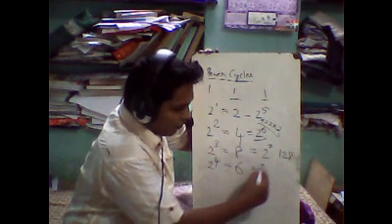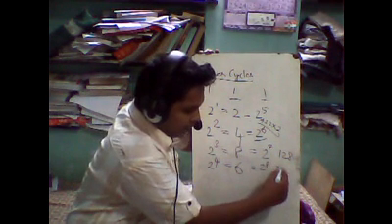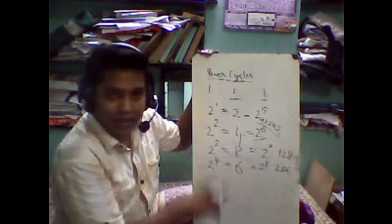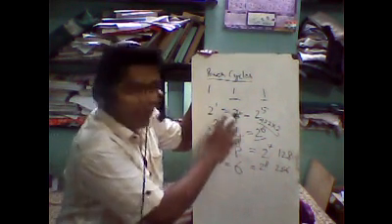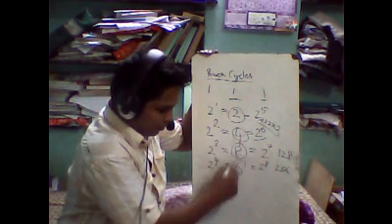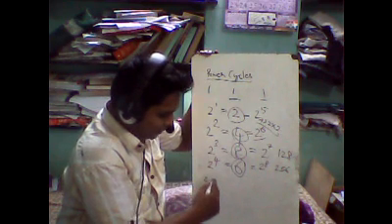2 to the power of 8 is 256. The last digit is 6. Now we can understand the pattern for this, that the power cycle of 2 is 2, 4, 8, 6.